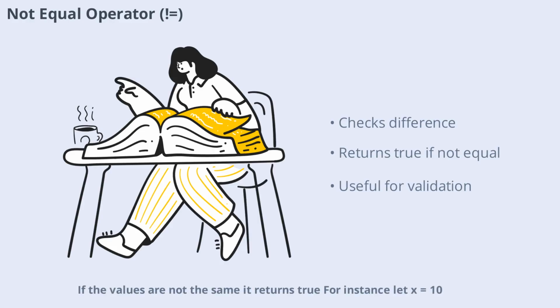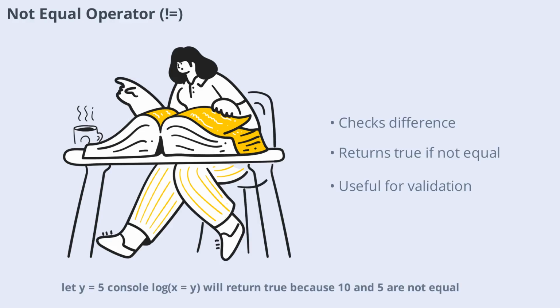The not equal operator, written as !=, checks if two values are different. If the values are not the same, it returns true. For instance, let x = 10, let y = 5. x != y will return true because 10 and 5 are not equal. This operator is handy when you want to make sure two things are not the same, such as checking if a user's input is incorrect or if two items are different.